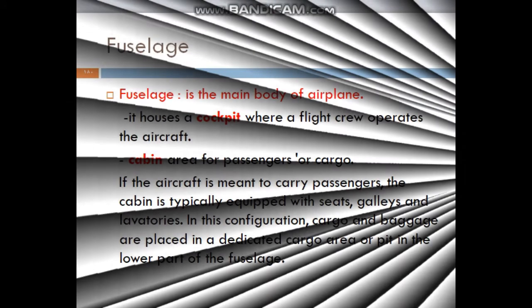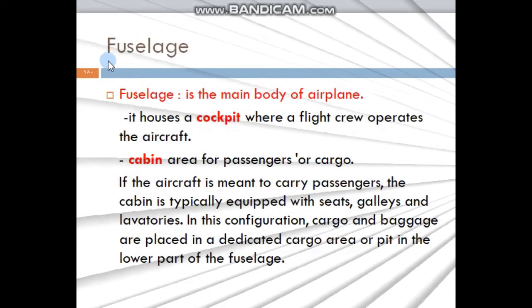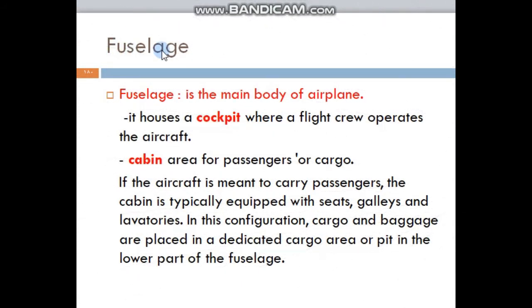The first part we will talk about is the fuselage. As a definition, the fuselage is the main body of airplane. The fuselage houses a cockpit where flight crew operates the aircraft, and it houses cabin, and the cabin area is the area for passengers or cargo.